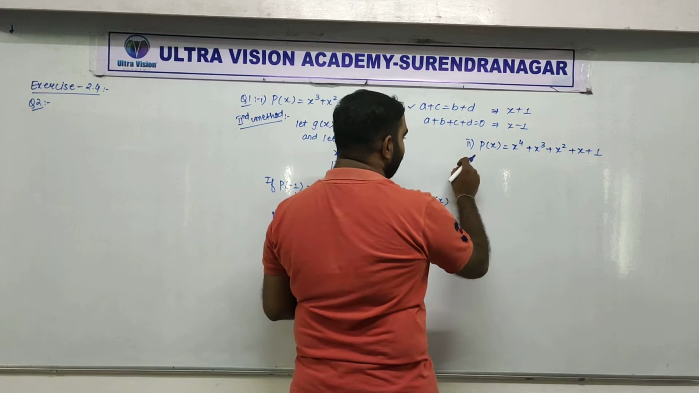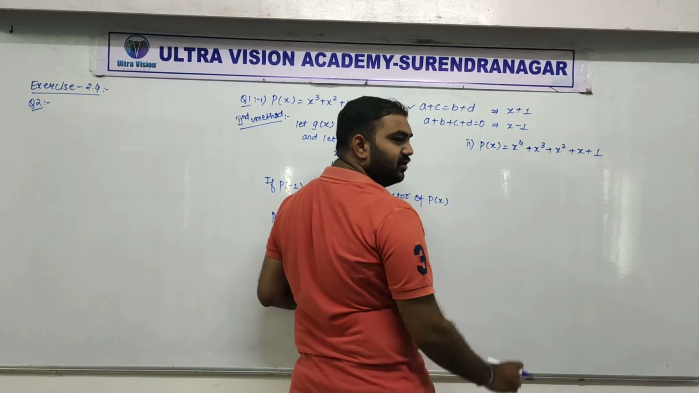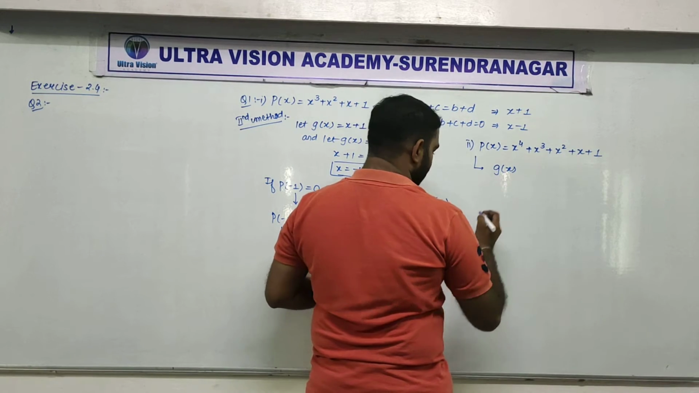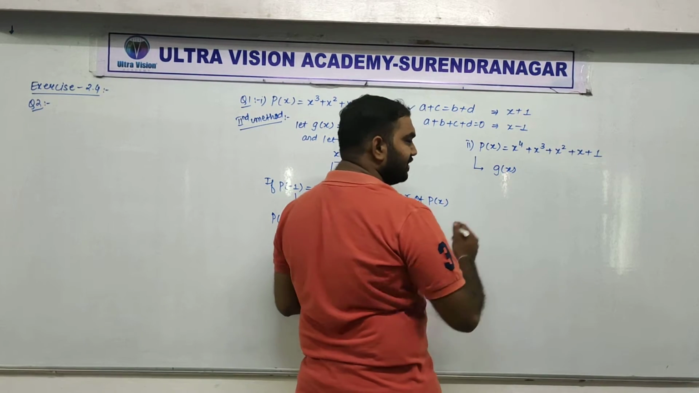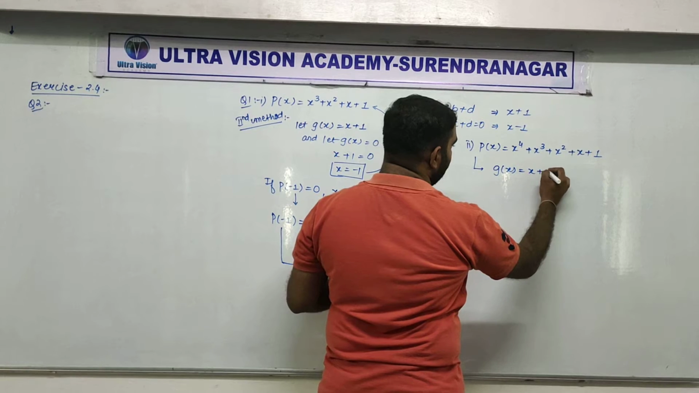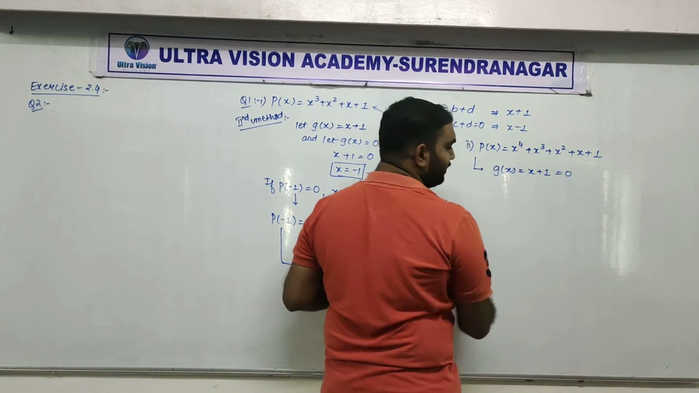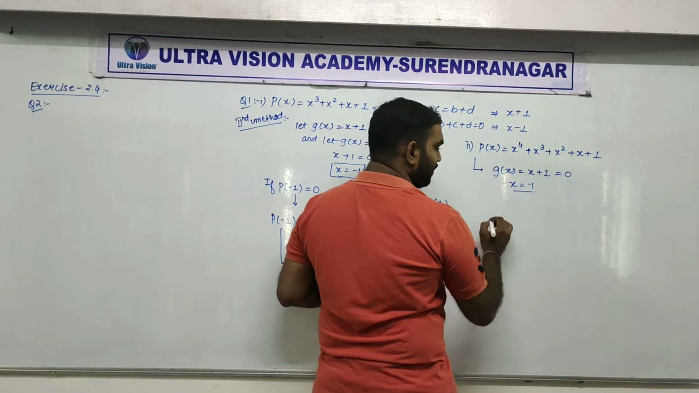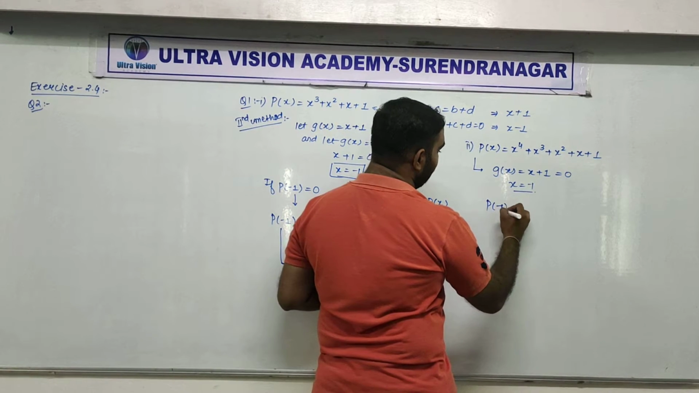Again, I need to check whether x plus 1 is a factor here or not. So what will be the general case here? g of x is equal to x plus 1. Let us say this is equal to 0, so we will get the value of x. Now find p of -1 here.